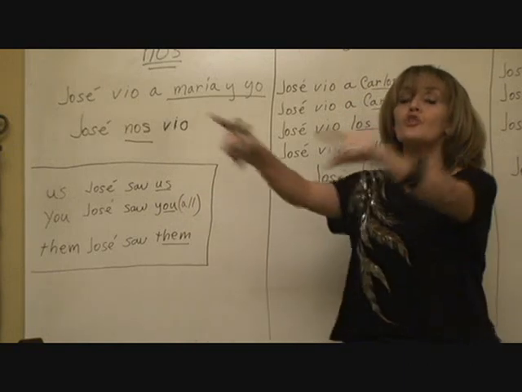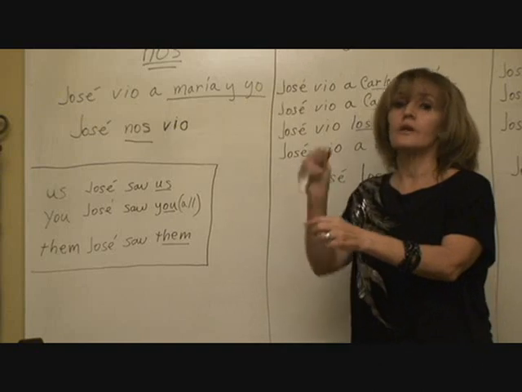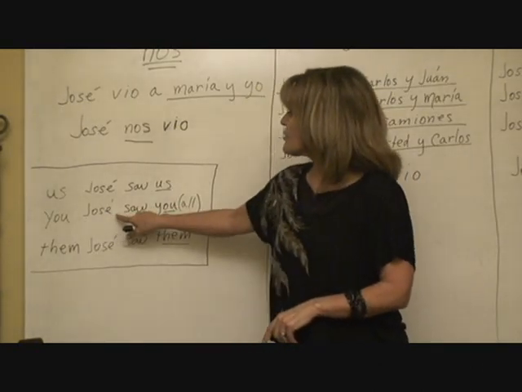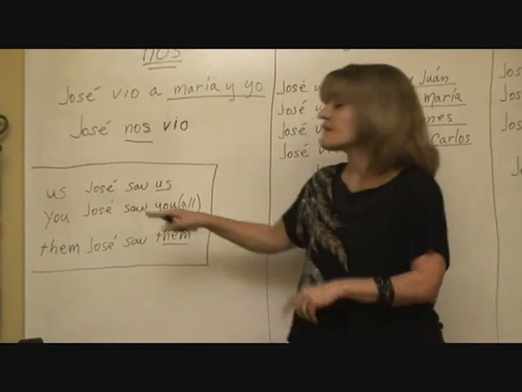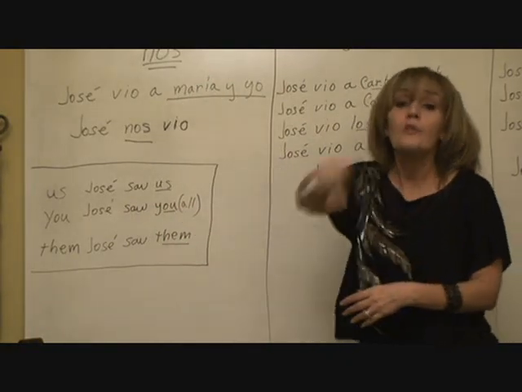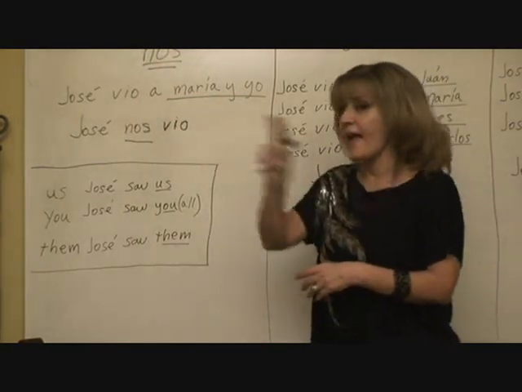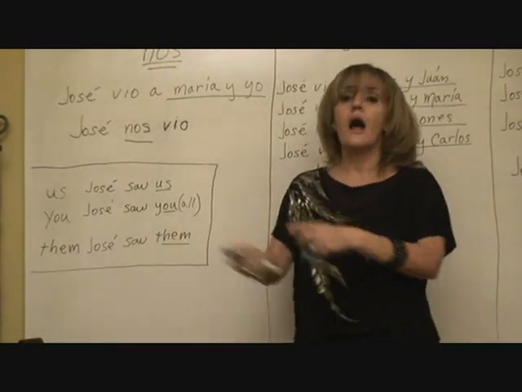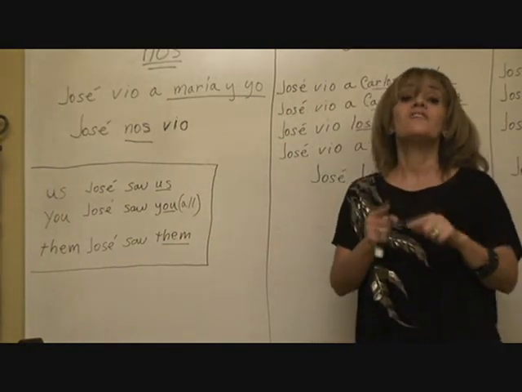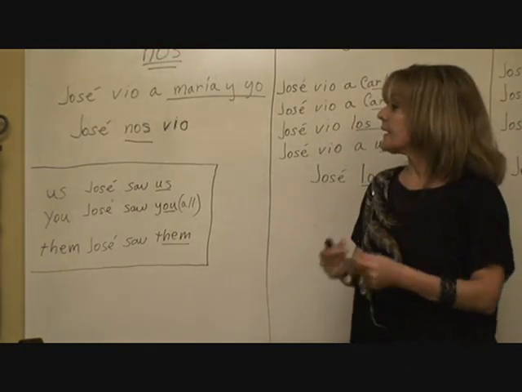You for you all. In English, the you is the same for singular and plural. It's the same pronoun. So, Jose saw you all. Jose saw whom? Jose saw you guys. You and Mary and John. Them. Jose saw Mary and John. Jose saw whom? Jose saw them. That is the direct object pronoun in English.